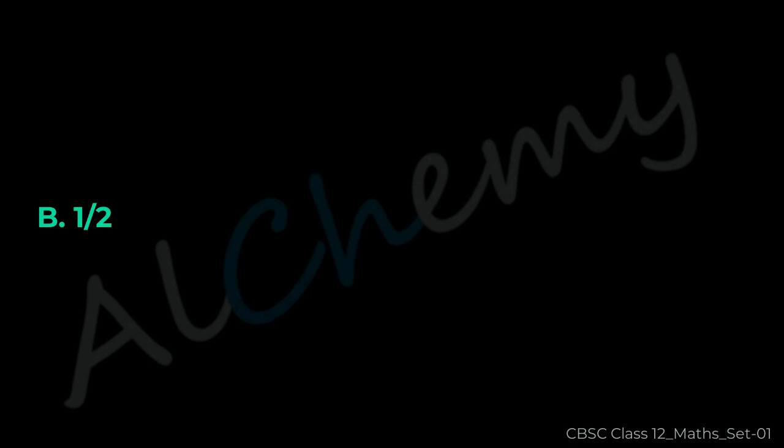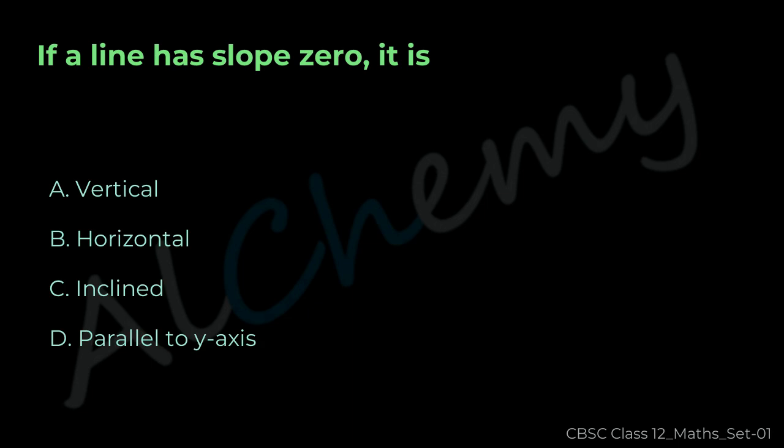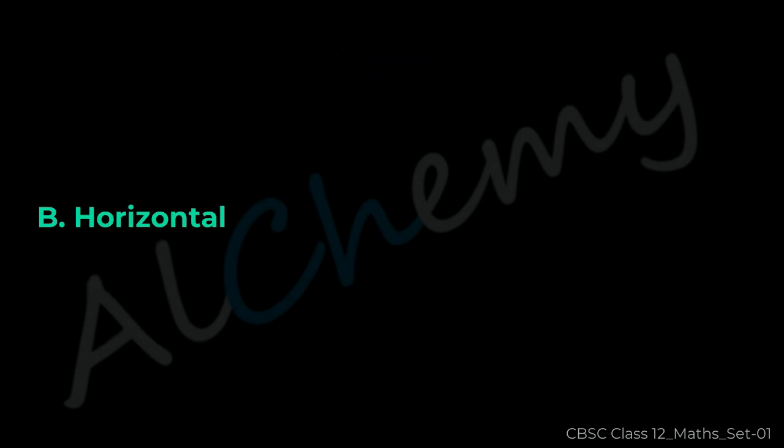Question 24. If a line has slope 0, it is: A: vertical, B: horizontal, C: inclined, D: parallel to the y-axis. The correct answer is B.